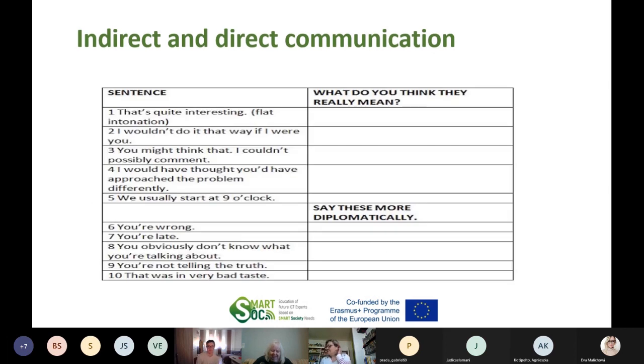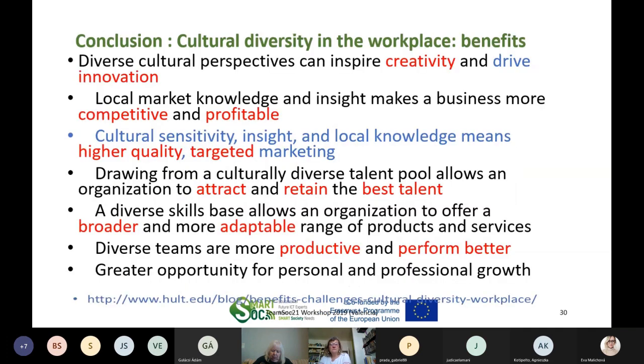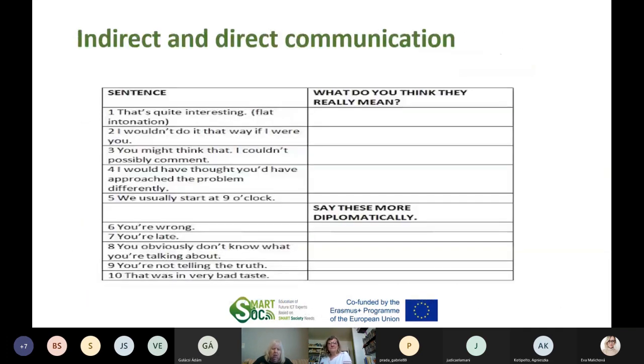So you see, when you are in a meeting, when you are in a multicultural group, the problem will be that some of you are using direct communication, the other indirect communication. So you have to pay attention to this. We can try again some other sentences. You are wrong. What about you're late? Can you find another way to put it in a more diplomatic way?